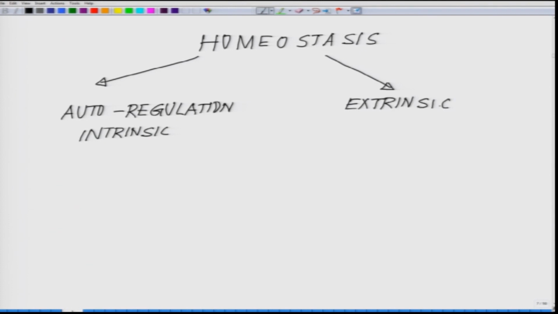An example of such things, say for example, if it is autoregulation or intrinsic, say for example, we have a tissue which is used to a particular concentration of oxygen, X concentration. Now this tissue is receiving X minus Y concentration of oxygen. So it means there is a reduction in the optimal concentration.